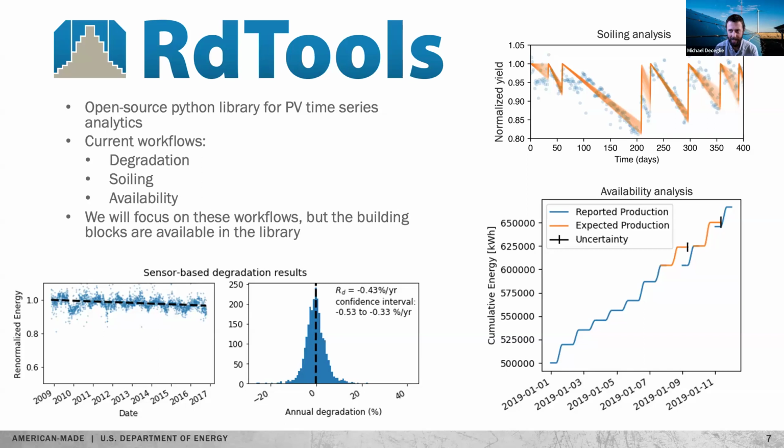So the applications that we currently support today are degradation, which is the namesake of RD Tools, degradation rate, RD. But we've since added soiling and availability analysis, which I'll show you how those work. There are illustrations of them here on the slide. And we may add more in the future. So we're going to focus on these, but I just want you to keep in mind that even though we're not going to get into the guts of it, all of the bits and pieces are available for you to put together your own analysis, so you can build up in a functional way as well.